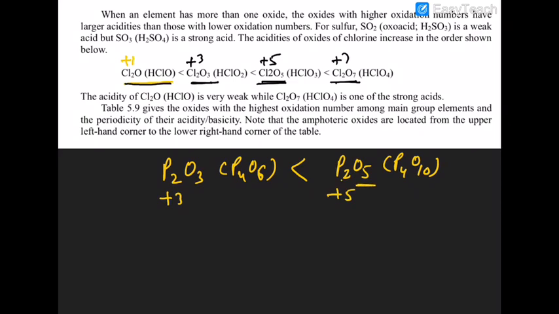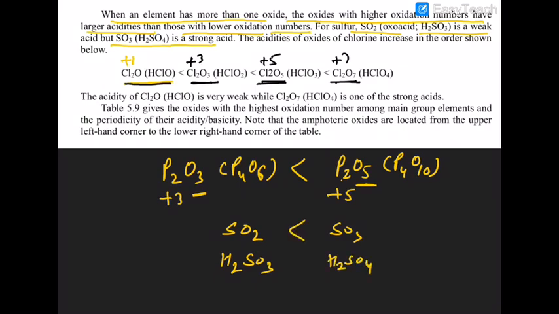So phosphorus pentoxide is a better acidic oxide than P2O3. Memorize these simple things. When an element has more than one oxide, the oxide with the higher oxidation number has the larger acidity than those with the lower oxidation number. SO2 is a weak acid, but SO3 is a strong acid. SO2 forms sulfurous acid. SO3 forms sulfuric acid. So the strength of sulfuric acid is more than sulfurous acid. Are you getting that or not?